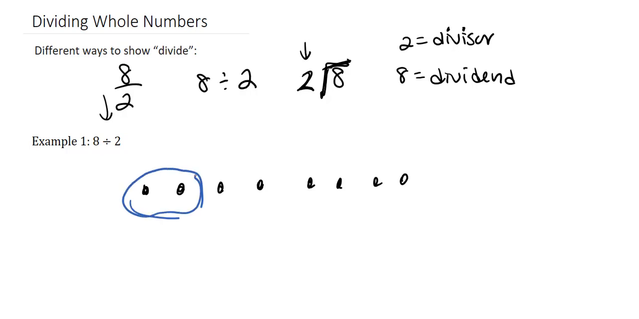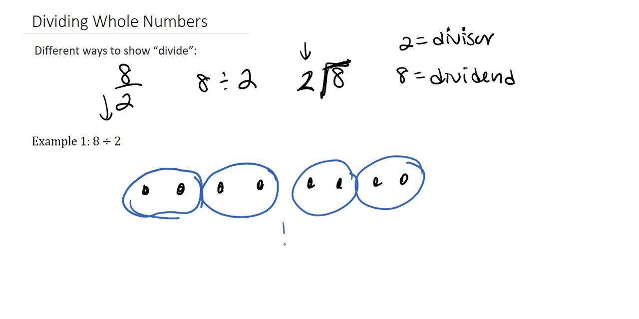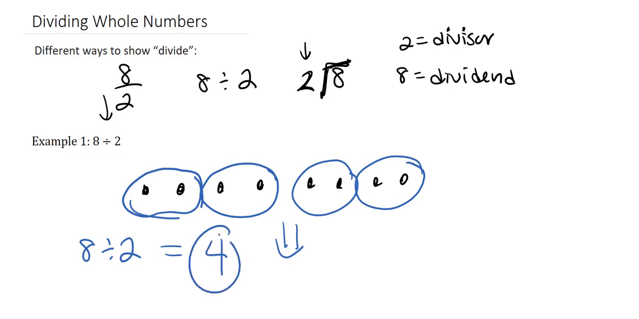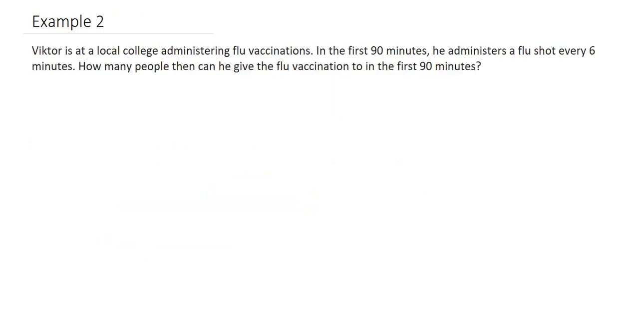Well, let's go ahead and just circle every 2 we see. So when we get 8 divided by 2, how many times can 2 go into 8? Our answer is 4, because we see 1, 2, 3, 4. It's a fun way to visualize this with smaller numbers. Let's start looking at our example 2.